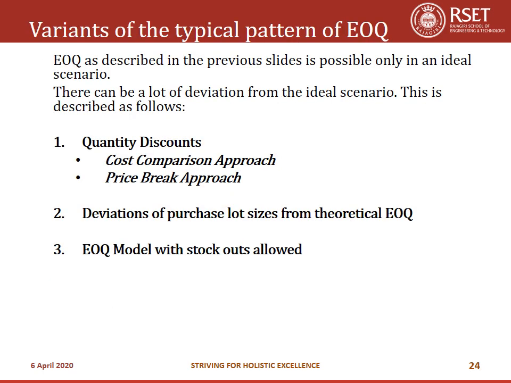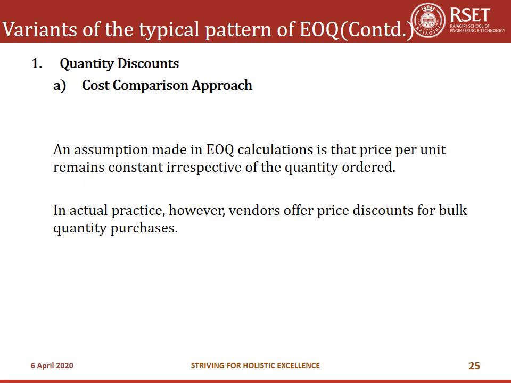Now, we have discussed ideal case scenarios. However, the reality is far from being ideal. You have a lot of deviations from the typical pattern of economic order quantity, and we're going to discuss three particular variations. They are quantity discounts, which involve the cost comparison approach and the price break approach, deviations of purchase lot sizes from the theoretical EOQ, and the EOQ model with stock outs allowed. So first let's check discounts.